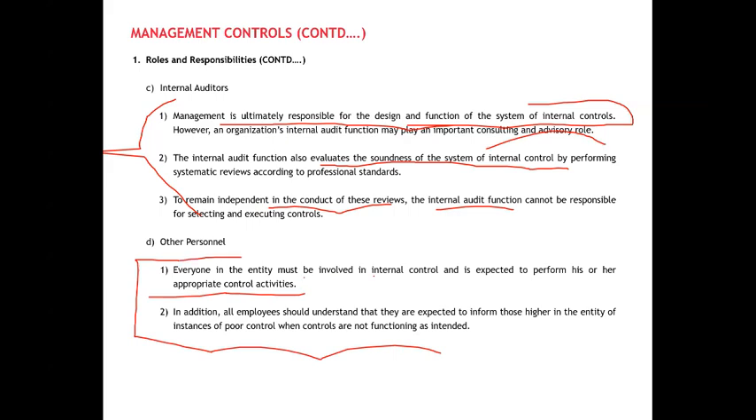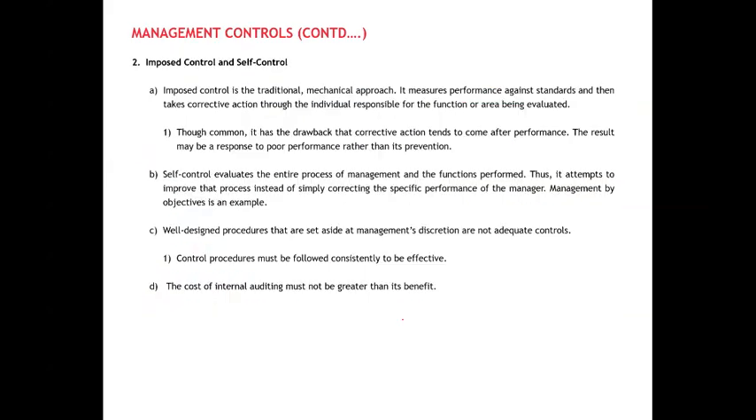Everyone in the entity must be involved in internal control. Every person more or less performs some activity. Knowingly or unknowingly, they are performing some internal control. So they must be aware as to why they are performing it. Sometimes they do perform internal control, but they don't know why they are doing it, or the importance of it. Right? So that's very important.